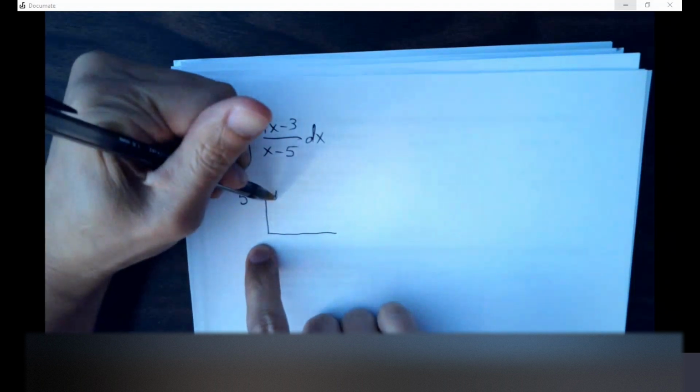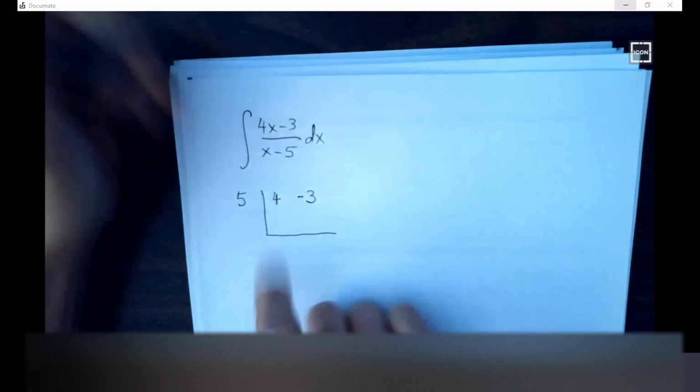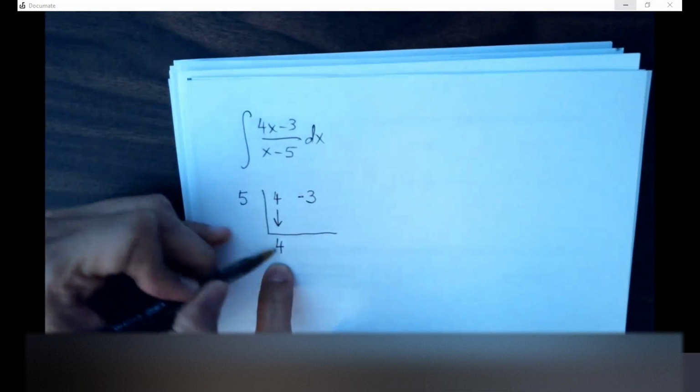So 4 for the x to the first power, the -3 is for the constant. And we're just going to go down the list here. We always bring down the number below the line. We multiply.